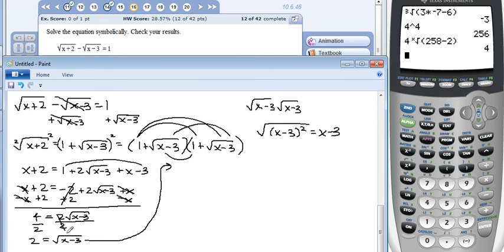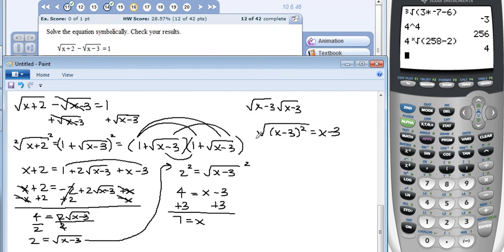Well, now I got to get rid of this radical, so I'm going to square both sides. So I've got 2 squared is equal to the square root of x minus 3 squared, right? I'm just going to add my 2. This is 4. This is wiping itself off of there. And now I can solve. 7.